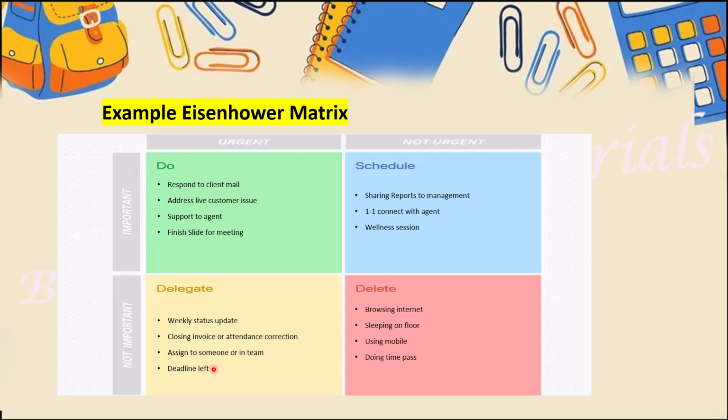Second, delegate: the weekly status update we have to share, closing invoices or attendance correction, we can do it by the end of the month also. Assign to someone else if possible, and if there is deadline left, yes, we can take some more time here. Now schedule: sharing the reports with the manager, one-on-one connect with the agent. It's not urgent, we can do it within the month. Wellness sessions or something, anything which is not even priority, not even urgent. Now delete: browsing the internet, sleeping on the floor, using a mobile phone, doing time pass, whatever it is. In this way you have to avoid all these things.